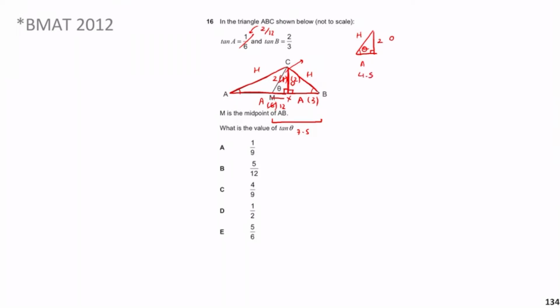Then tan theta is going to be opposite, which is 2, over 4.5. But we don't like decimals in fractions, therefore you just times top and bottom by 2. It's going to be 4 over 9. And this maps on nicely, guys, onto option C.